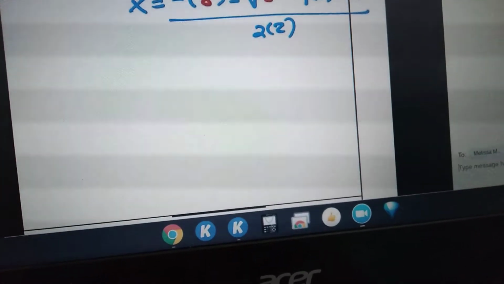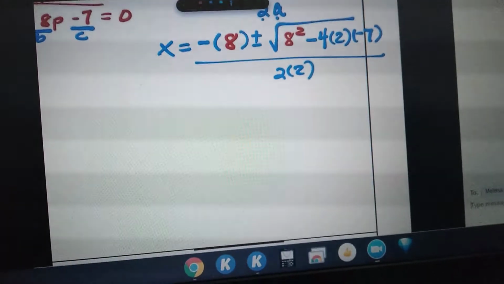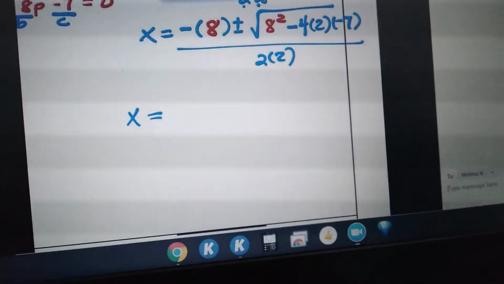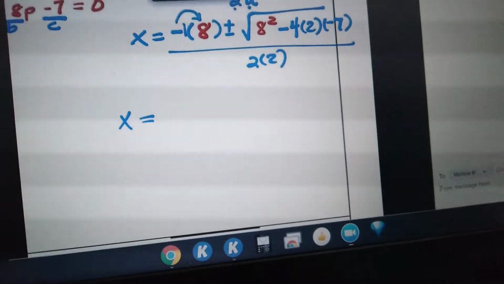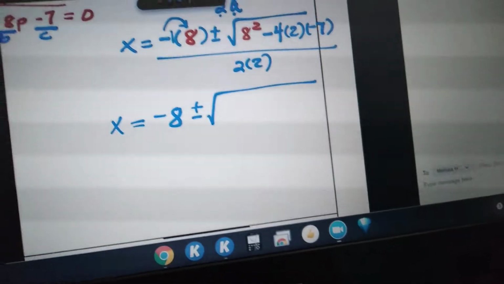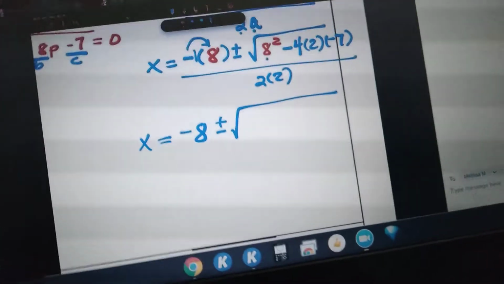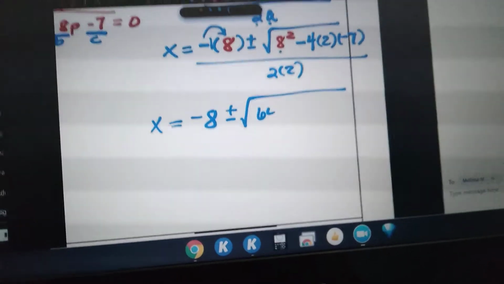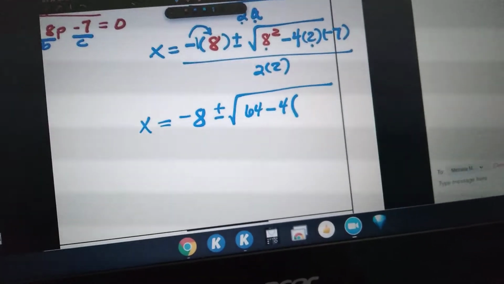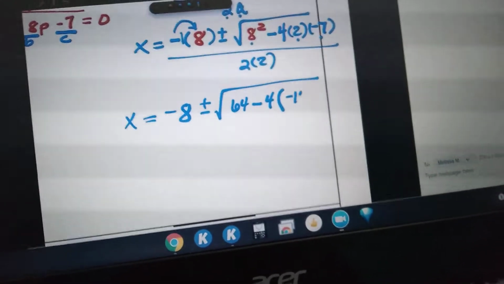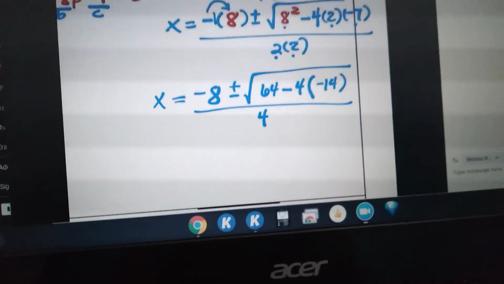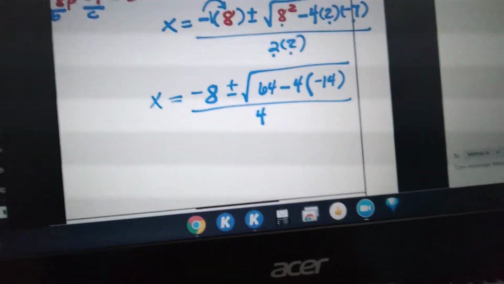David, are you understanding what's going on? Better? Good. So x equals, this is really saying negative 1 times 8 gives me negative 8. Plus or minus square root 8 squared. That's 8 times 8. 64. Minus, write the 4 down. Put a parentheses. 2 times negative 7. Negative 14. All divided by 2 times 2. 4. Everybody understand? Good.